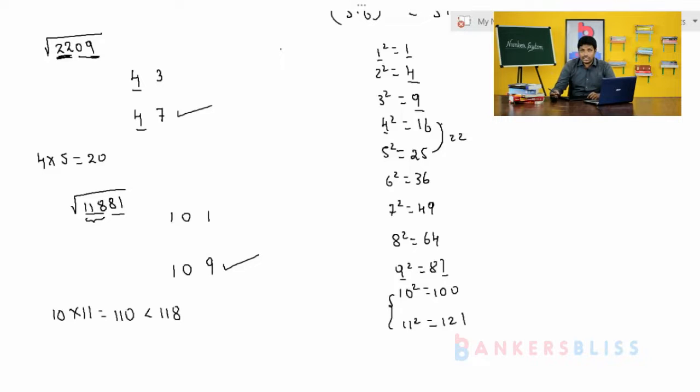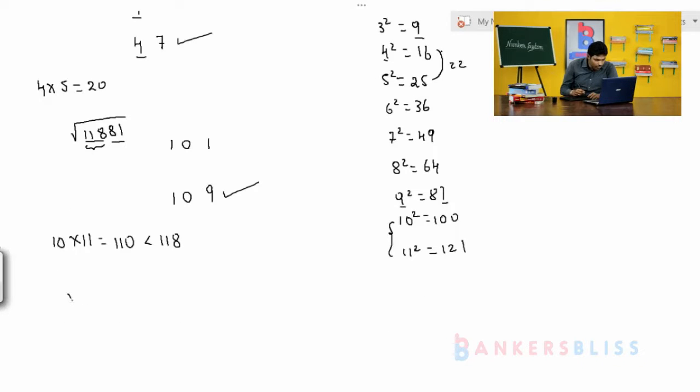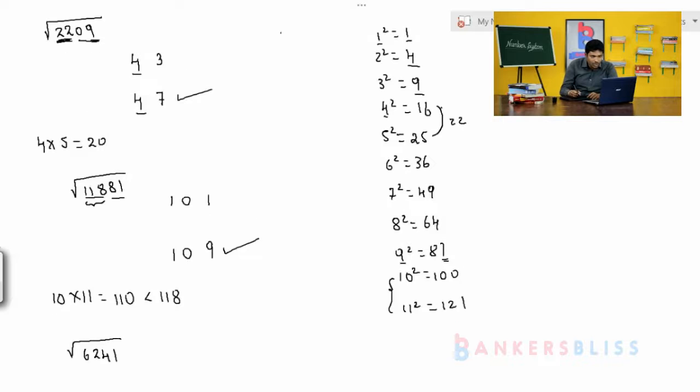Let us take one more example. Square root of 6241. Again, here the unit digit is 1. Unit digit is 1 means 81 or 1 you are going to get. So your answer ends with 1 or 9, because if you take the root of 81 you end up with 9, and for 1 you end up with 1. So your answer ends with 1 or 9.